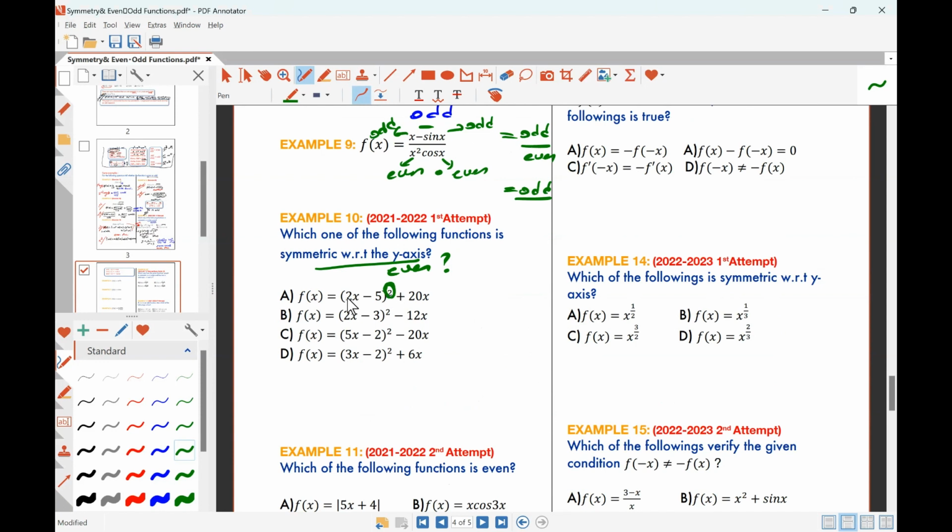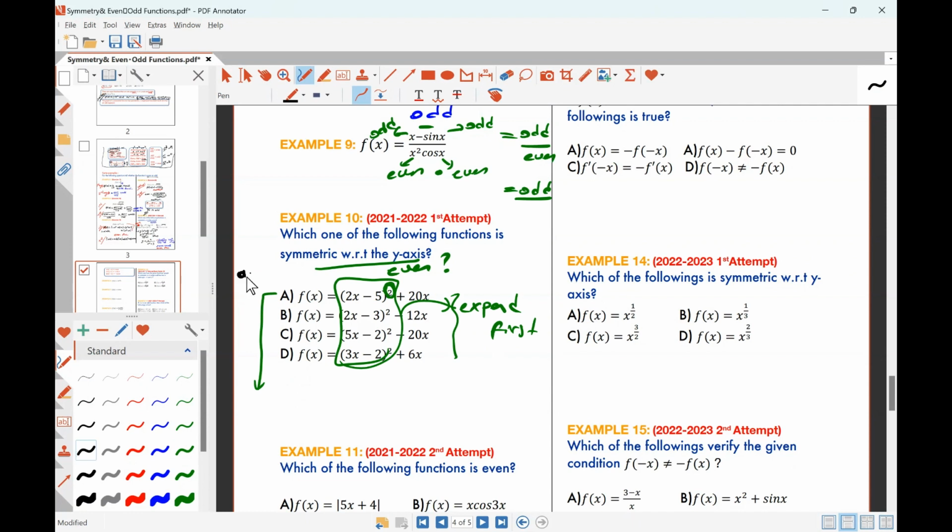We don't have just x squared. We have a quantity here, 2x minus 5. In every option, we have this situation. It's not just x squared, it's something x minus something, squared. So for such questions, we have to expand first. So let me try option A first. 2x minus 5 squared.